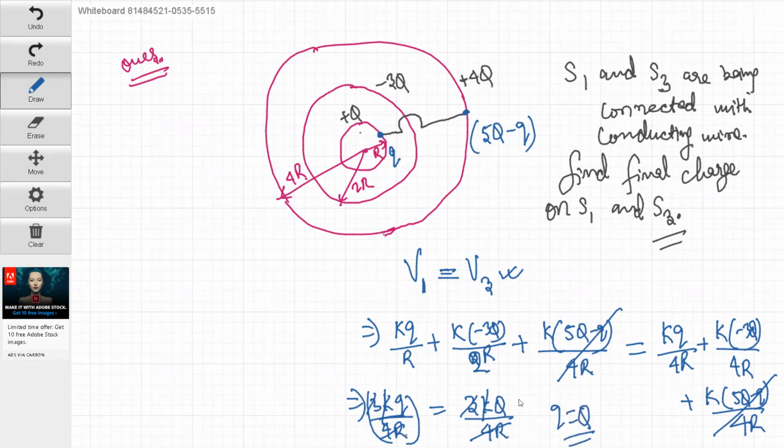Is this okay? So I am getting a fantastic result that charge will not transfer. Its charge will remain the same, that is plus q, and its charge will remain the same, that is plus 4q. Is this okay? Why is such data coming? Because I have taken such data. I have not taken it intentionally, but at random it has been selected like this. Is this okay? That's why the answer is coming that there is no charge transfer between sphere 1 and sphere 3. Is this all right, students?